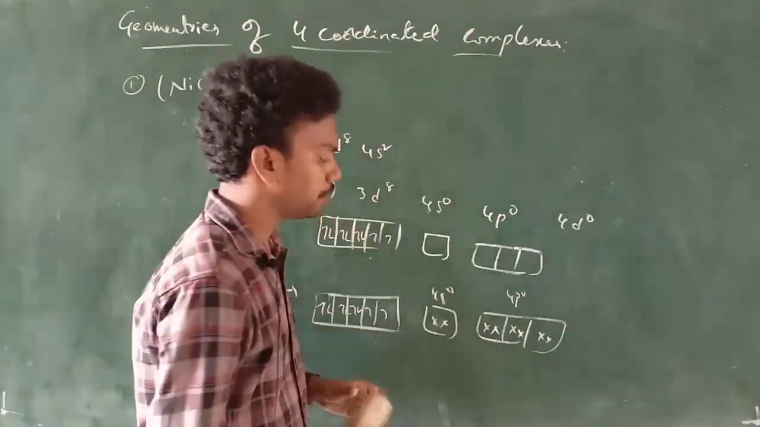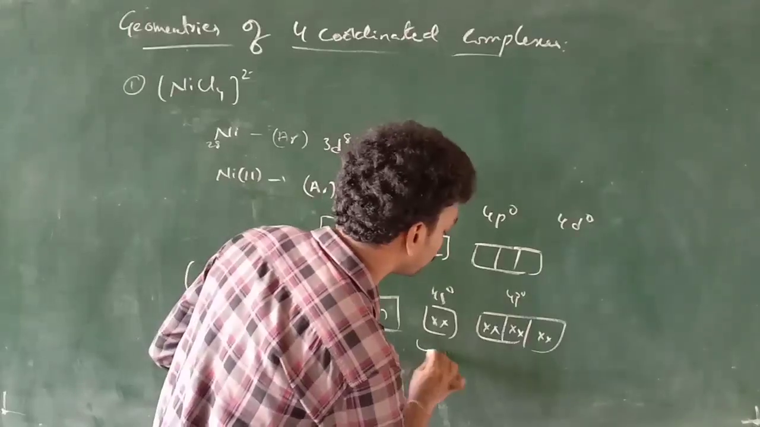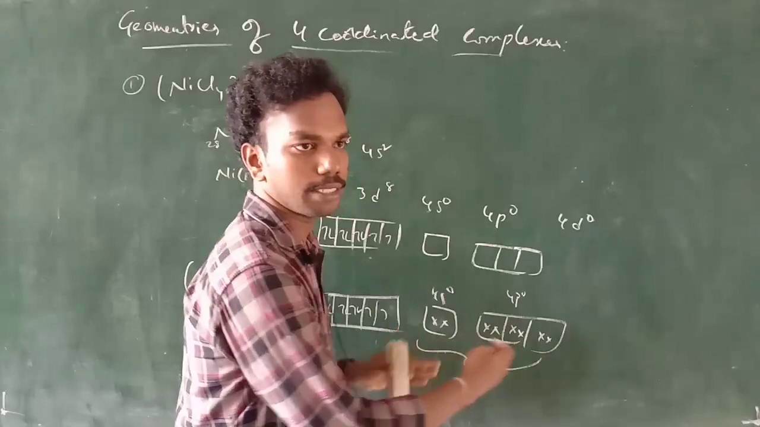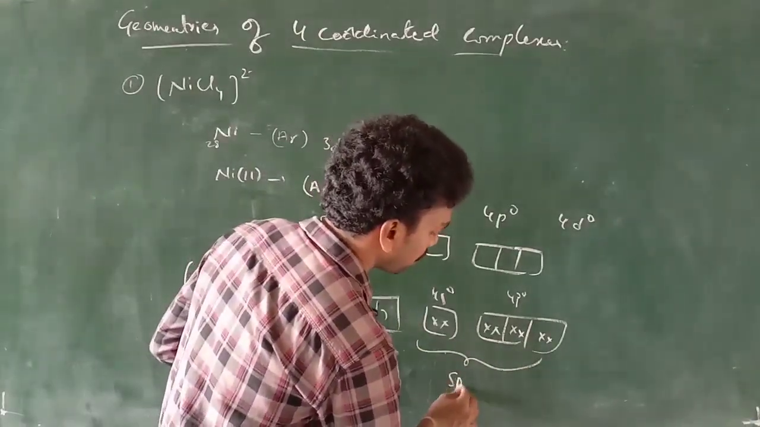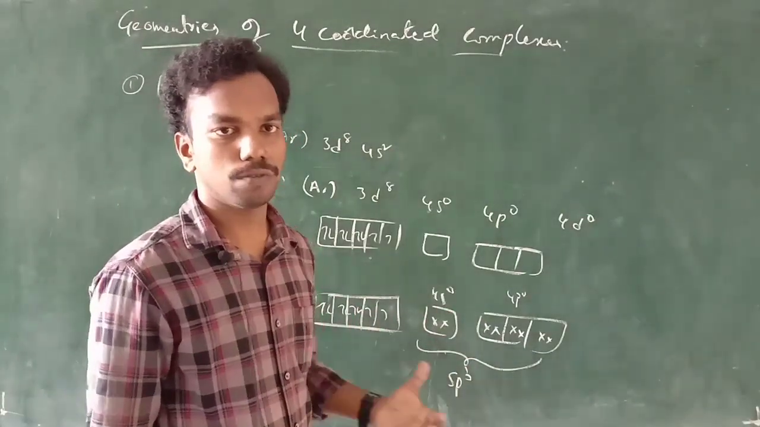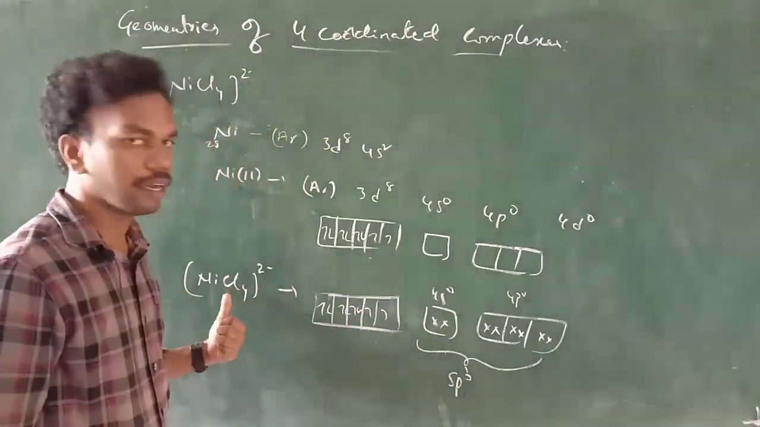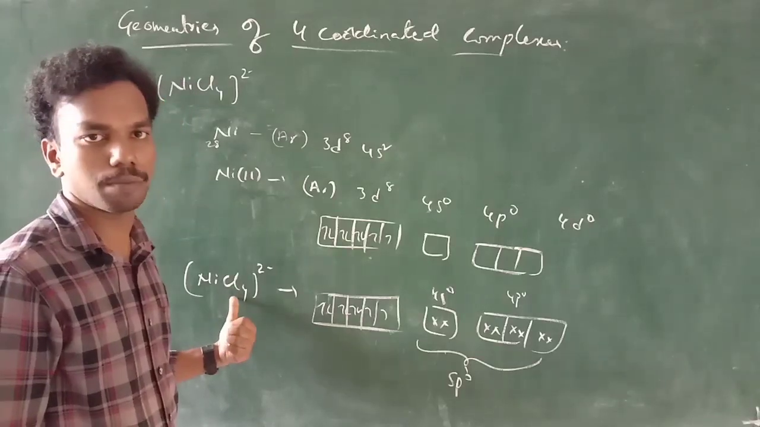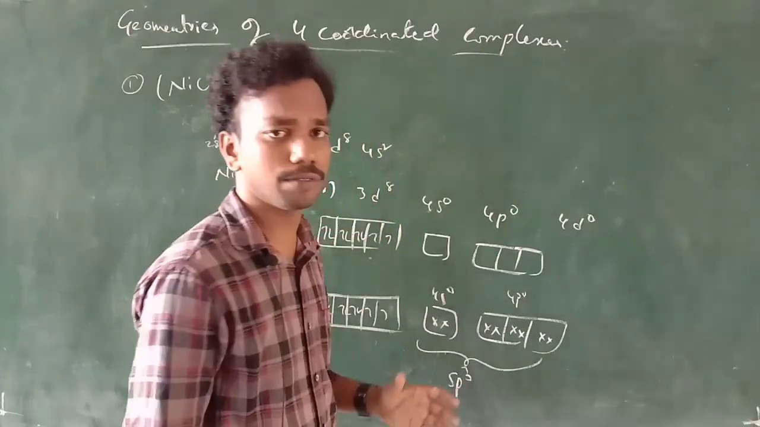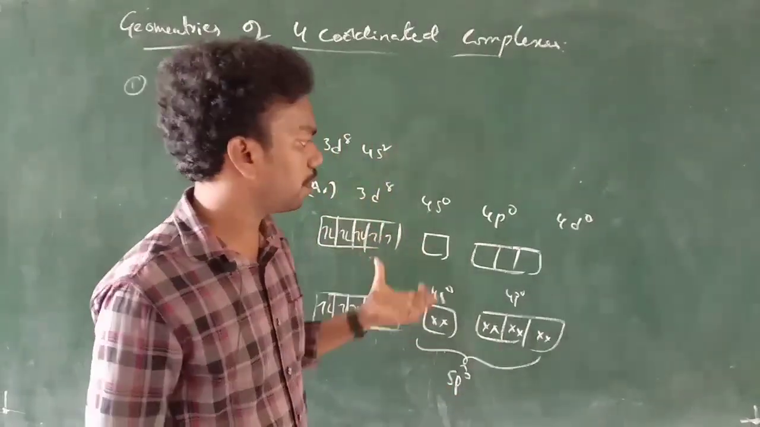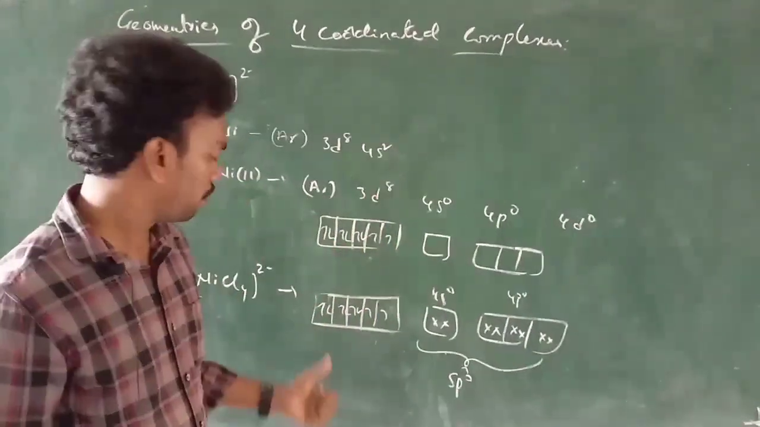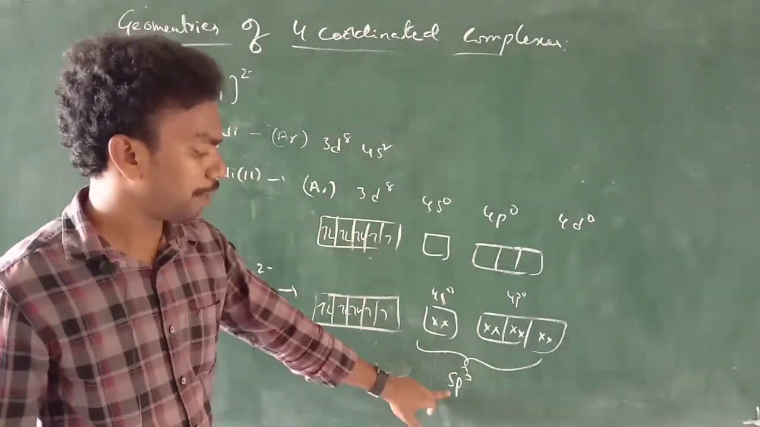Now how many empty orbitals are available here for accepting electrons from the ligands? 1 s orbital and 3 p orbitals. These are mixed together, which gives sp3 hybrid orbitals. So we have 4 sp3 hybrid orbitals overlapping with the chlorine ligand orbitals. So the hybridization is sp3. In the previous video, at the end of that lesson, I gave a table where the coordination number is 4 and the hybridization is sp3.